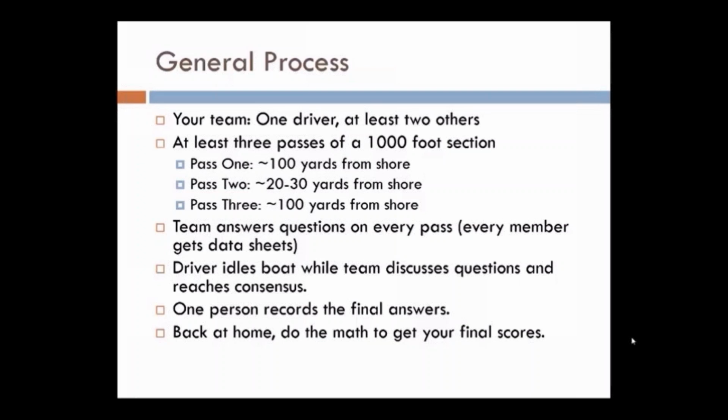An efficient Score the Shore team should consist of at least 3 people. One person whose primary responsibility is driving the boat, and 2 others focused on assessing the shoreline features. Navigate to your chosen starting point at the beginning of your first 1,000-foot shoreline section. Plan to make at least 3 passes back and forth in your boat along this 1,000-foot section. For the first pass, position the boat about 100 yards offshore. This will allow you a view where you can see most of the 1,000-foot section at once.